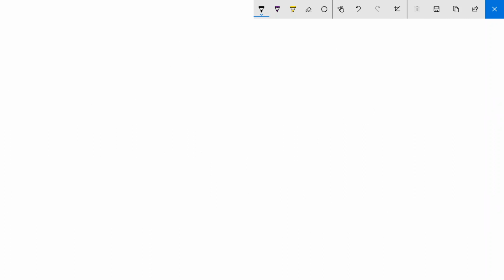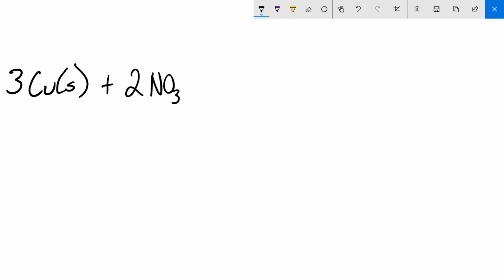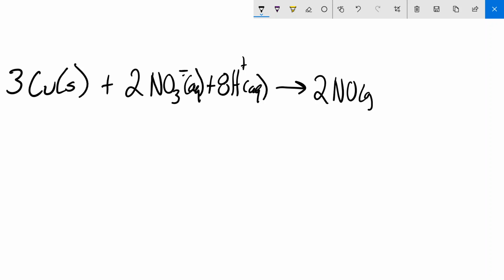So, our final answer should be, we've got 3 coppers plus 2 nitrates plus 8 H pluses is going to produce 2 NO plus 3 Cu2+ aq plus 4 H2O as a liquid, right? So that would be my overall balanced redox reaction.